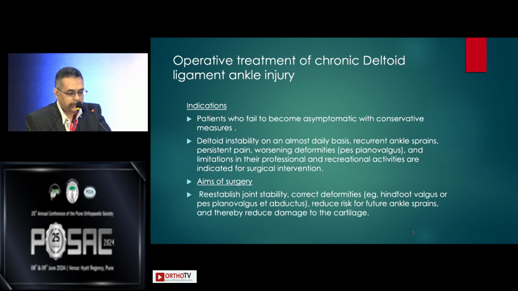Operative indications for chronic deltoid ligament injuries are when patients are symptomatic even after conservative treatment. The aims of the surgery are to re-establish joint stability, correct deformities, and reduce the risk of fracture.